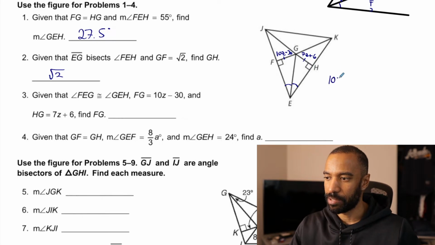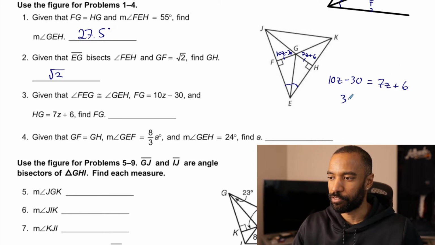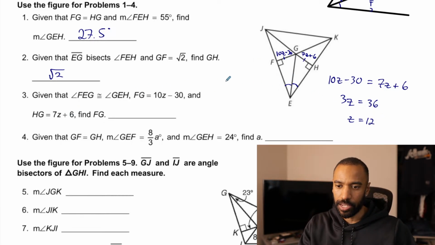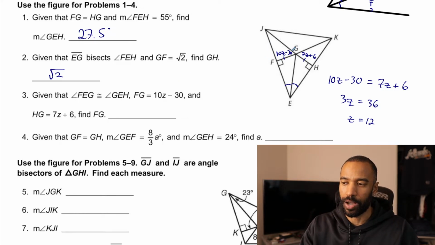So 10Z minus 30 equals 7Z plus 6. Subtract 7Z from both sides. Add 30 to both sides. Divide both sides by 3. Z is 12. We're going to use that 12 and substitute it. You technically can substitute it into either one because even though they're different expressions, they both represent the same length. But we'll just do it to 10Z minus 30.